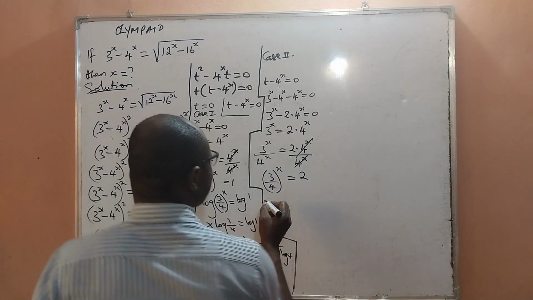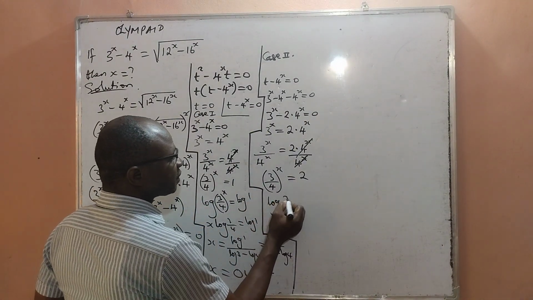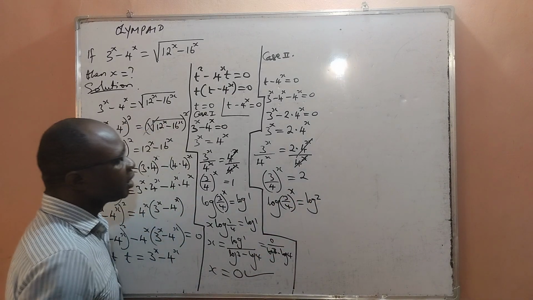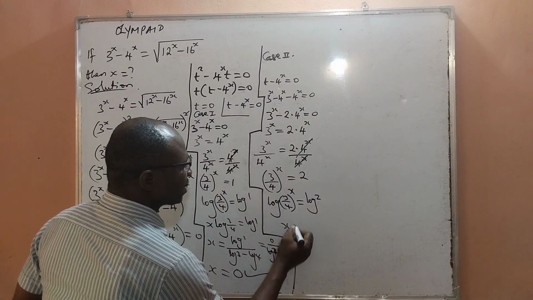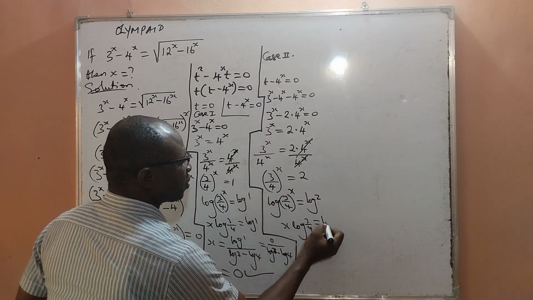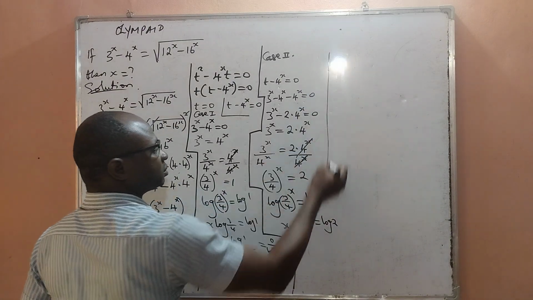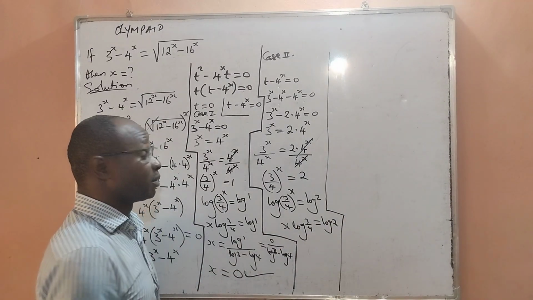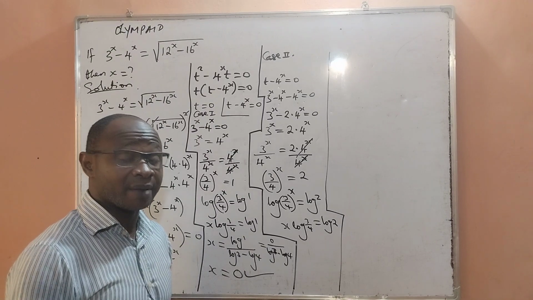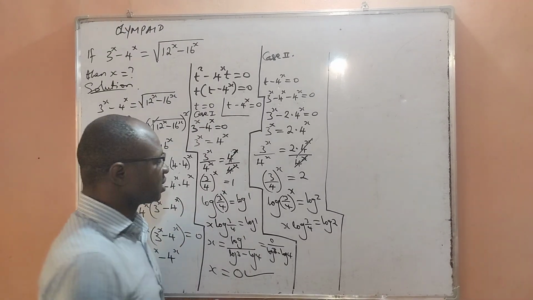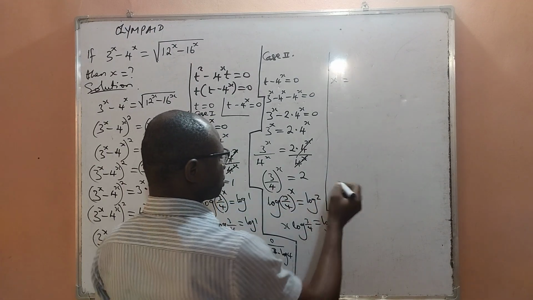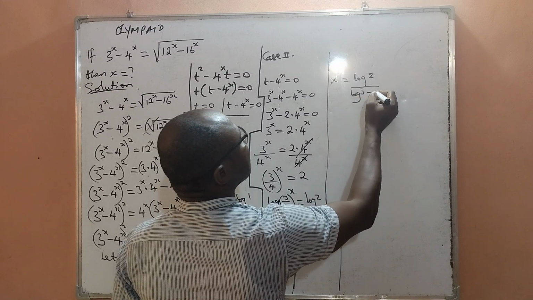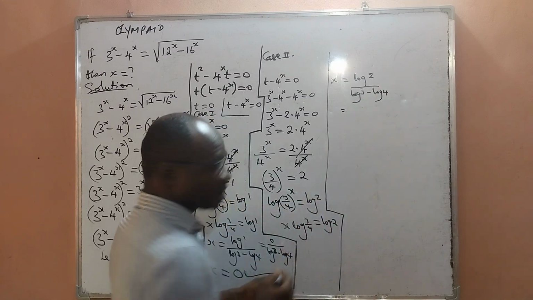Taking logarithms to both sides, I am going to have the log of 3 all over 4 all to the power of x equal to the log of 2. Moving x to the front, I will have x, then log 3 all over 4 equal to the log of 2. Therefore, I will divide both sides by log 3 over 4. But log 3 over 4 is the same thing as log 3 minus log 4 according to the law of logarithms. Therefore, I can now write x is equal to the log of 2 divided by the log of 3 minus log of 4.